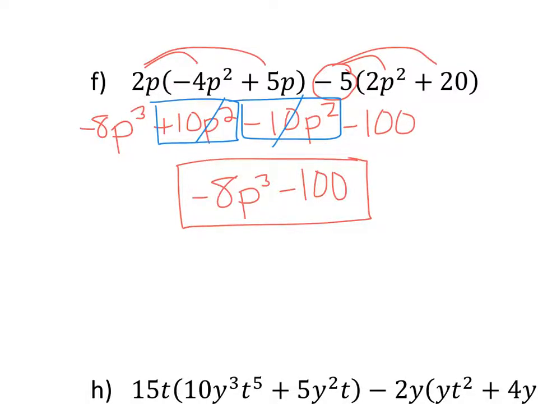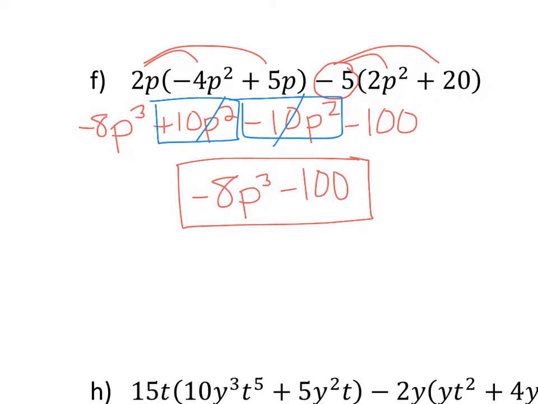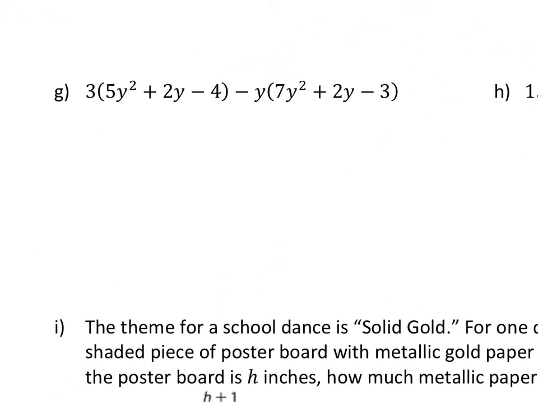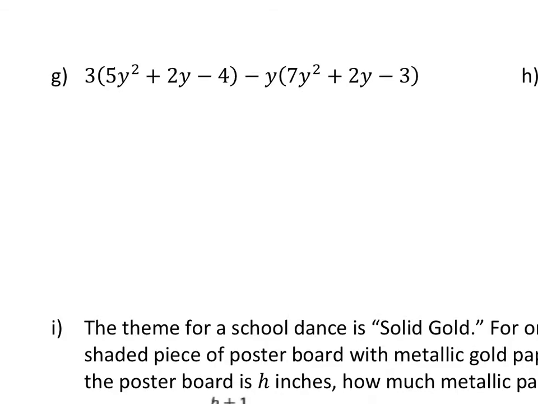We'll do one more together. Let's take a look at G. We're going to distribute the 3. 3 times 5y squared is 15y squared. 3 times 2y is 6y. 3 times negative 4 is negative 12.